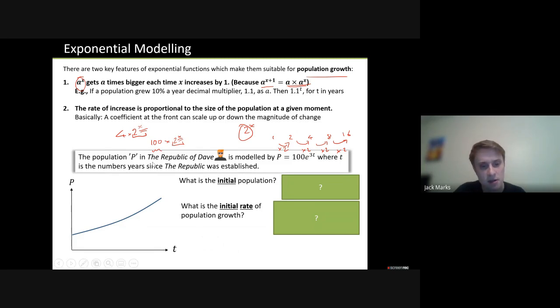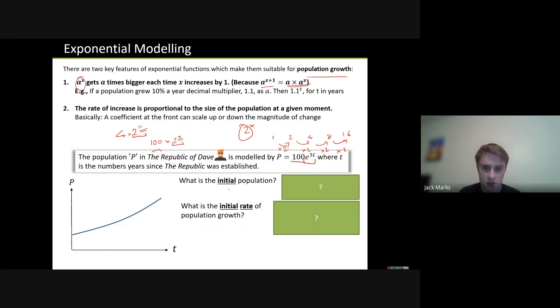An example, so the population in the Republic of Dave is modeled by this. So this means 100 multiplied by e to the 3t. So e to the 3t is the exponential part. That's where we'll start. And then we'll multiply by the 100 at the front.